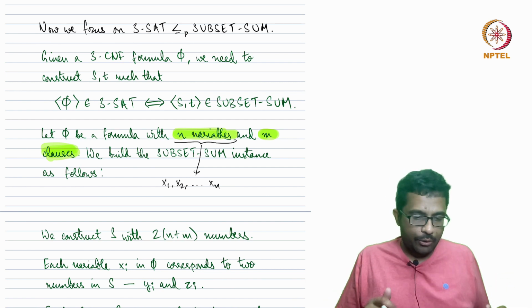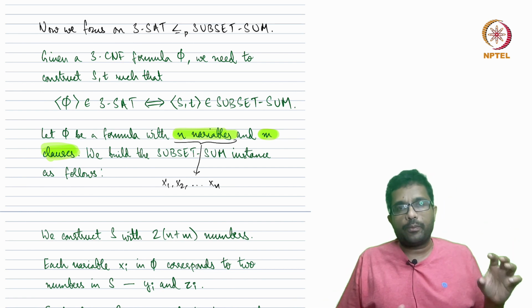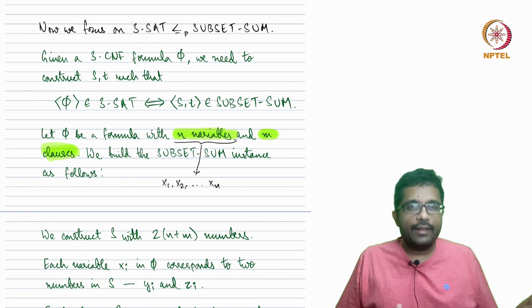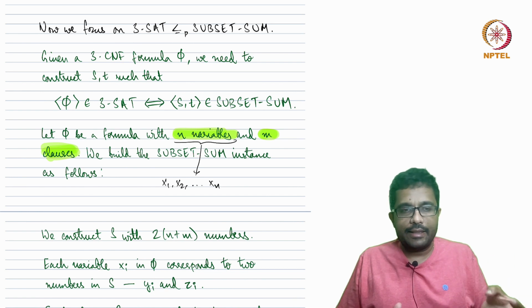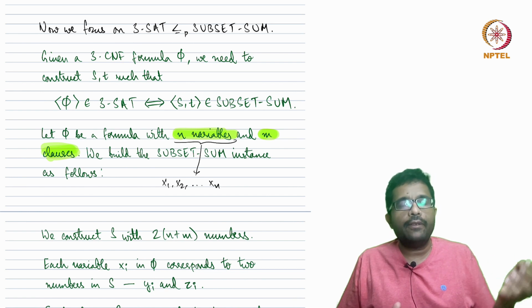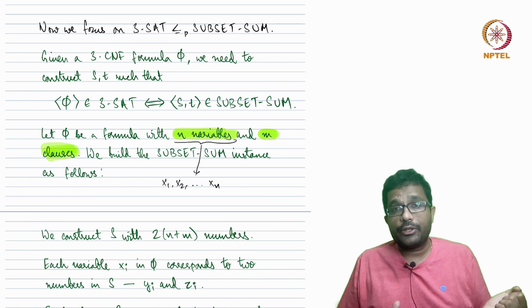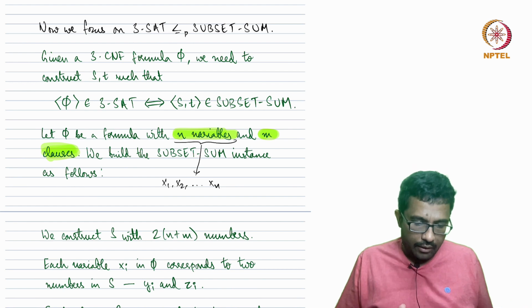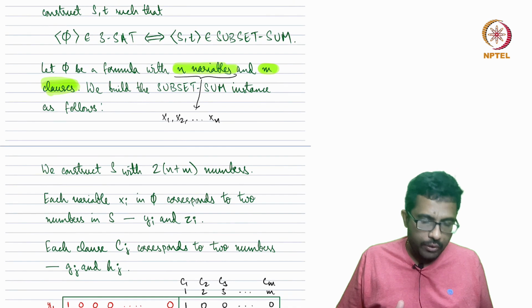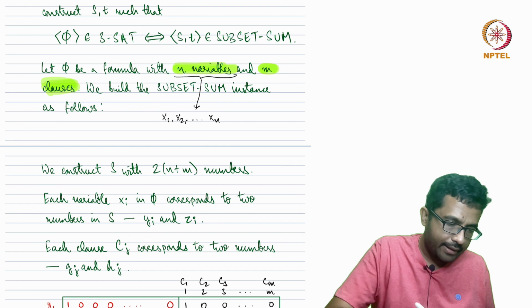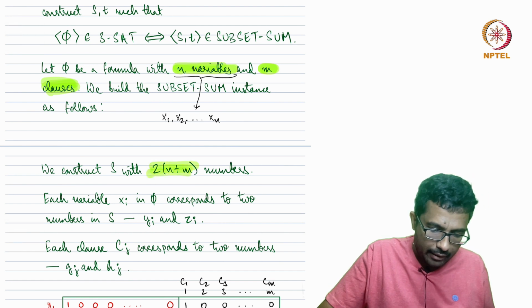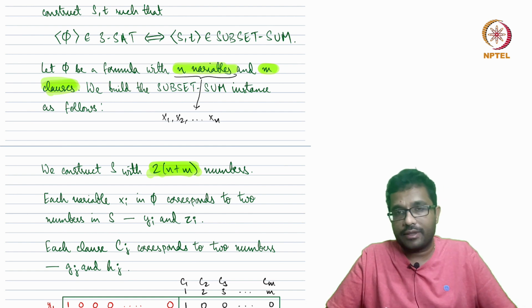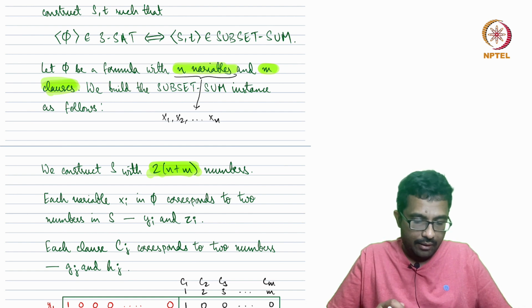So we should produce a set S and a number T such that if phi is satisfiable, the set should have a subset that sums to T. If phi is not satisfiable, the set should not have any subset that sums to T. So we construct S with 2 times n plus m numbers, where n is the number of variables and m is the number of clauses, right? 2 times n plus m.